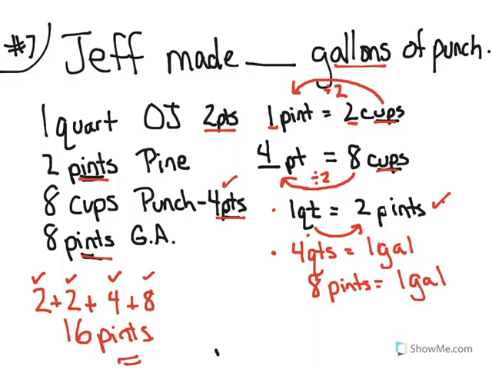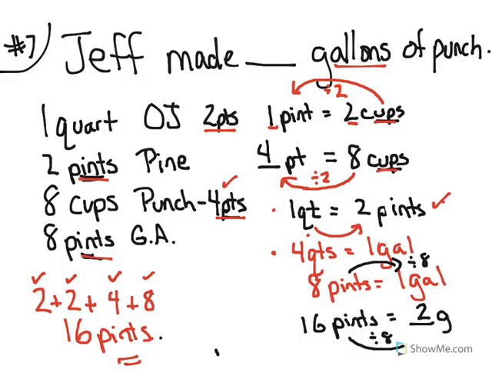So now I have my 16 pints. I need to decide what to do with it. So to go from pints to gallons, I am dividing by 8. So I need to divide 16 pints by 8 to find out that I would have 2 gallons of punch. So Jeff made 2 gallons of punch.